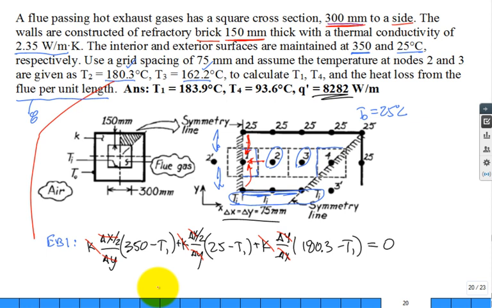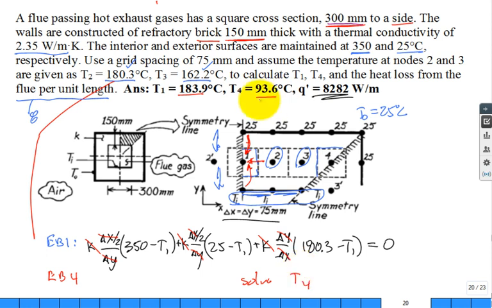And I'm left with one equation with one unknown. Because they separated them, this is kind of neat. You can just solve for that one unknown, and you'll calculate 183.9. All right, you do the energy balance for node 3, and you'll get one equation for one unknown, and you can then solve for T3. No, I'm sorry, T4. We want it for node 4. Solve for T4. One equation, one unknown.